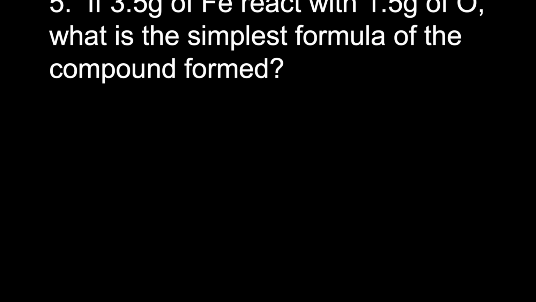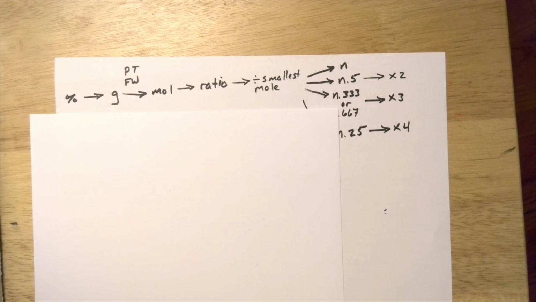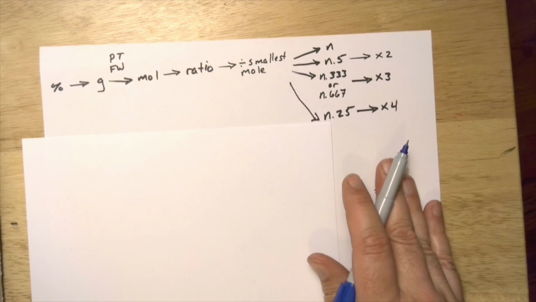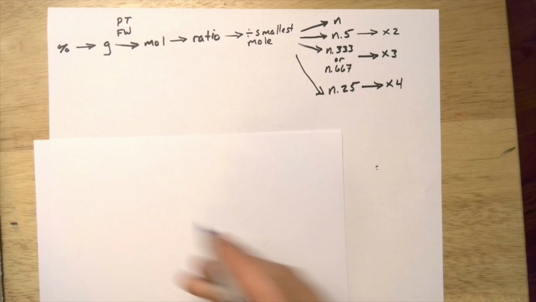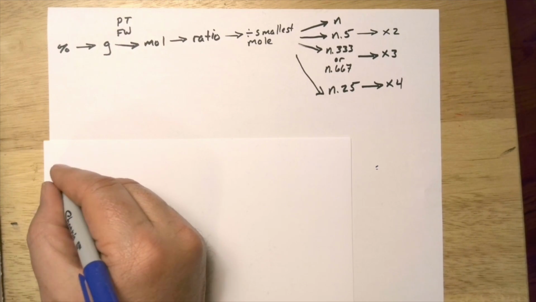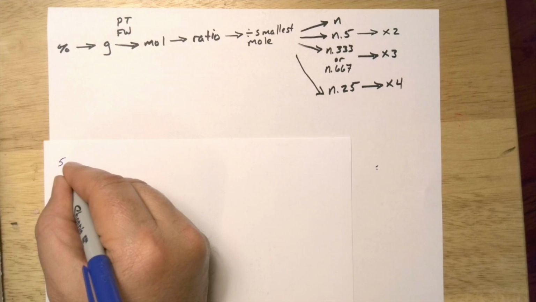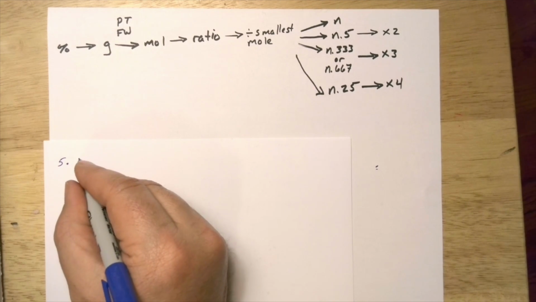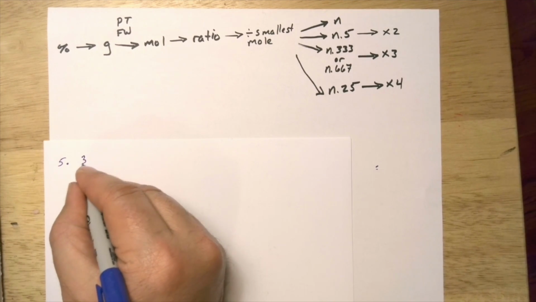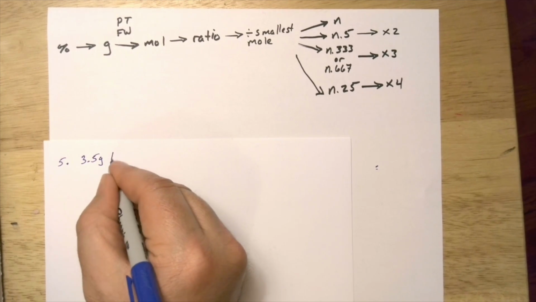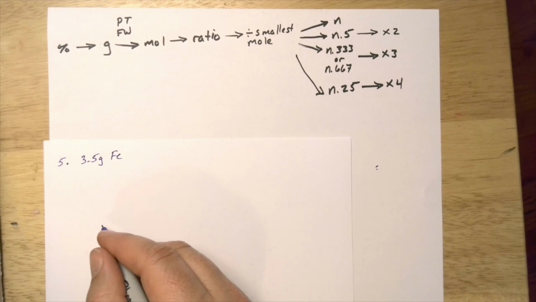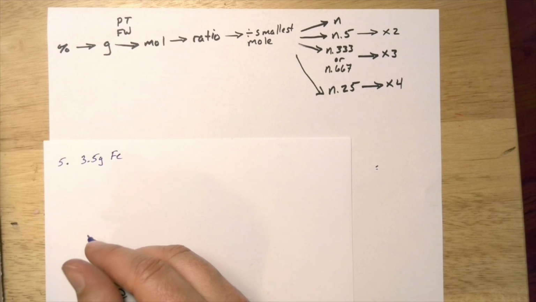Number 5. If 3.5 grams of iron react with 1.5 grams of oxygen, what is the simplest formula of this compound formed? Now, similar to the last one, for number 5, we have 3.5 grams of iron and 1.5 grams of oxygen.